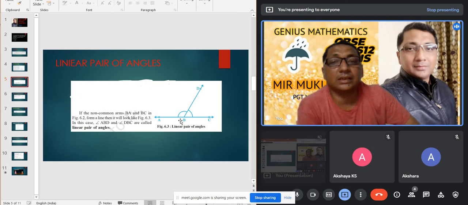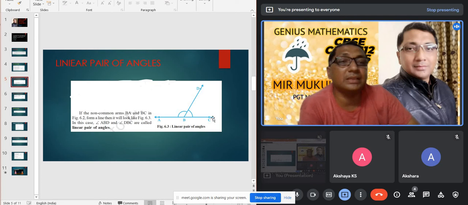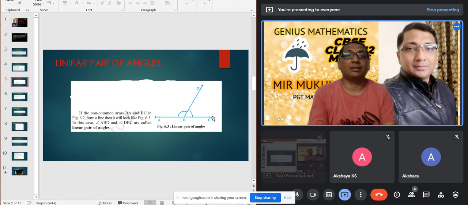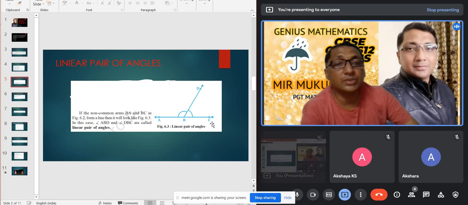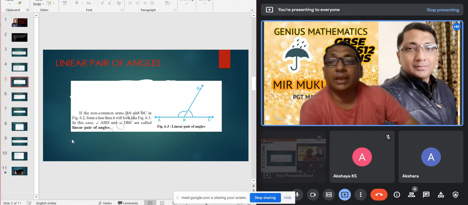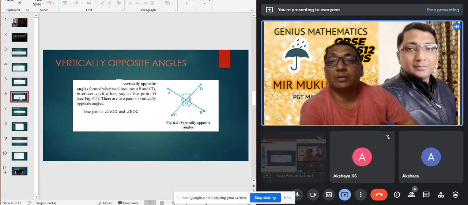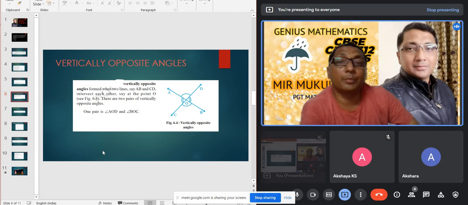Linear pair. Okay, these two are adjacent angles, but here a special condition came. Your BA and BC are opposite, so they form a straight line. So then that adjacent angle, we can say, is a linear pair of angles. Understood? Okay.